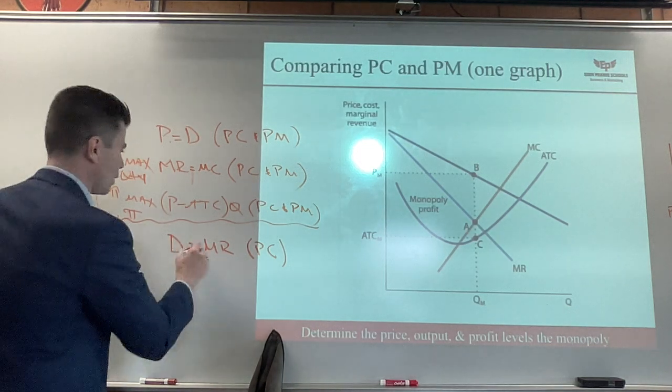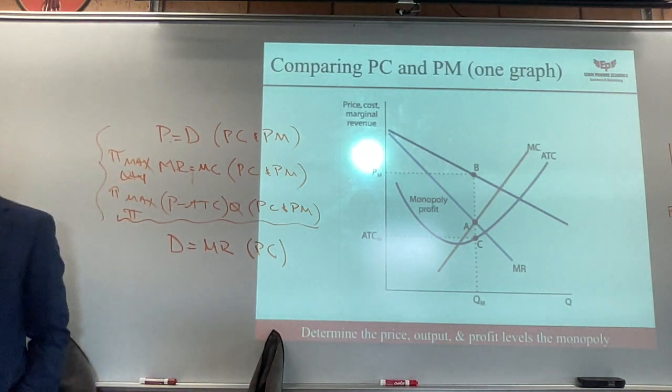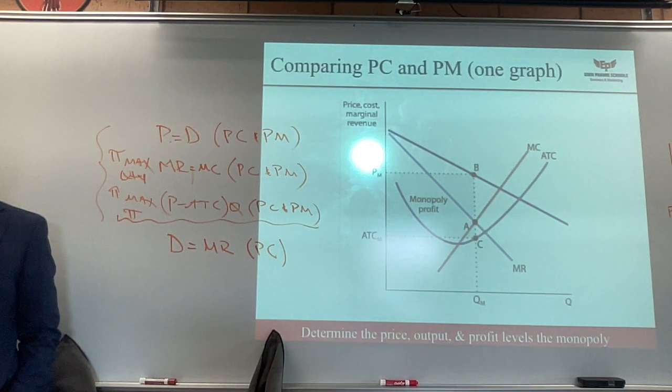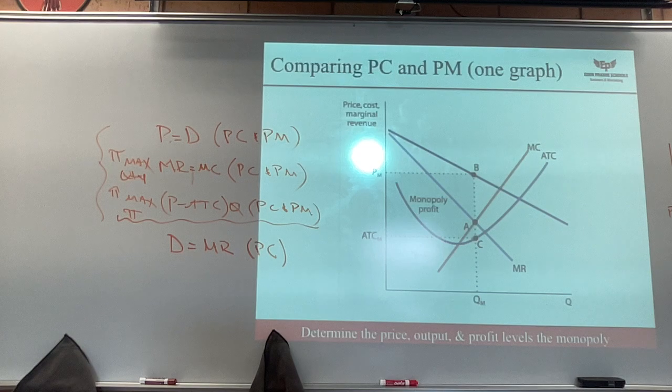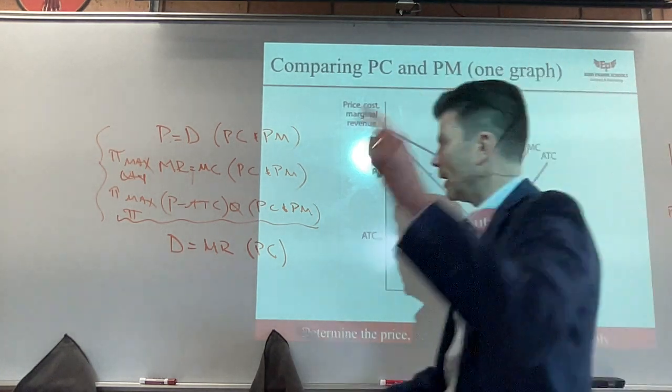Okay, they're equal. All right, Luca, why are they equal? Why is demand equal to marginal revenue in perfect competition? Just like it is over here, right? Demand equals MR over here, right? Because what? Thank you very much.